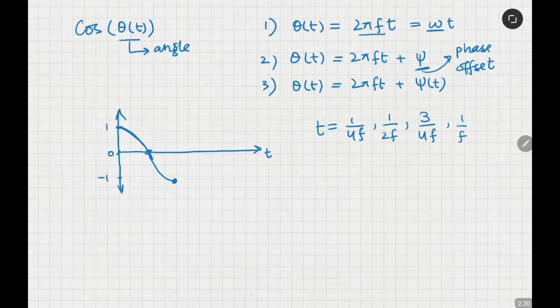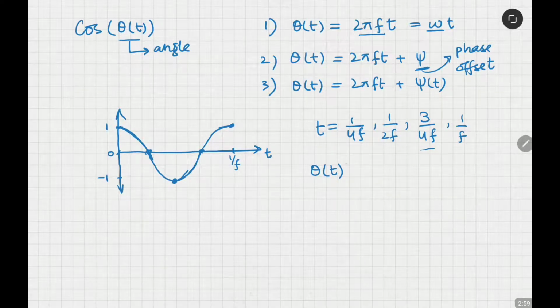And then if we plug in this one, we get 0 again over here, and finally if we plug in 1 over f, we get back over here. Here t is equal to 1 over f. Now what is phase in this case? Well, phase is actually theta of t, the value of theta of t at different values of time.